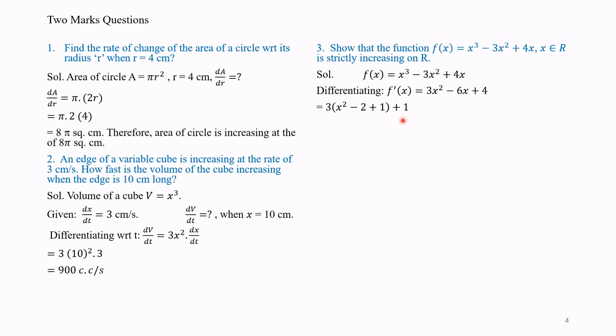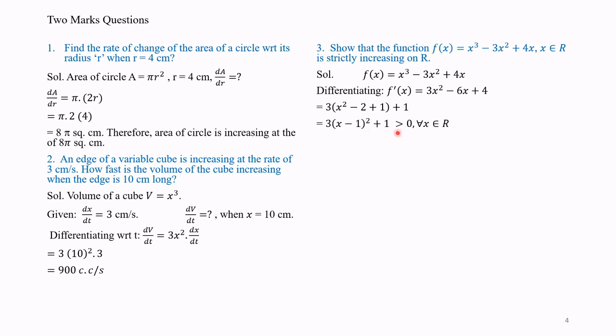3 into x square minus 2x plus 1. Therefore, the equation in the bracket becomes, with our factorization formula, 3 into x minus 1 whole square, that is x square minus 2ab plus b square. Using that formula, we get this value, 3 into x minus 1 whole square plus 1.